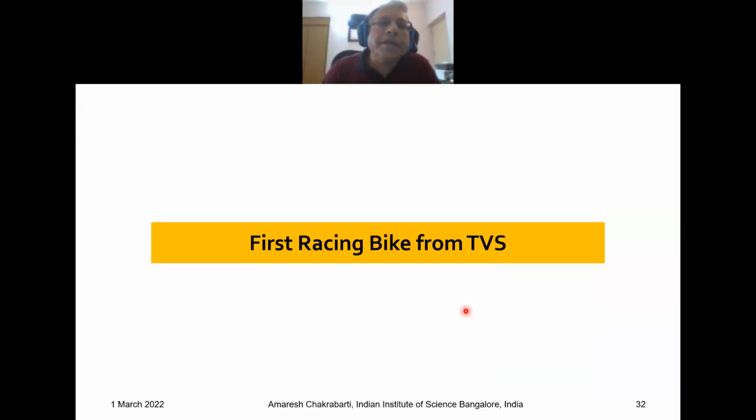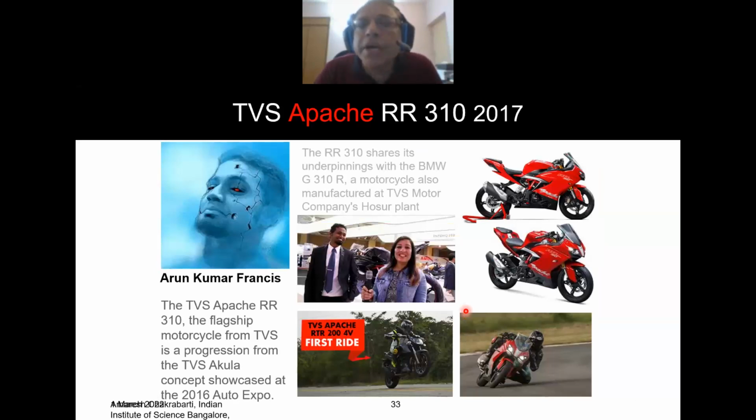The first racing bike, for those who are enthusiasts of bikes, would know that the first racing bike TVS produced in 2017, RR 310, they also make the bikes for BMW. That is, this industrial design was done by, again, an ex-student, Arun Kumar Francis. It's called TVS Apache. You see Arun in the corner.